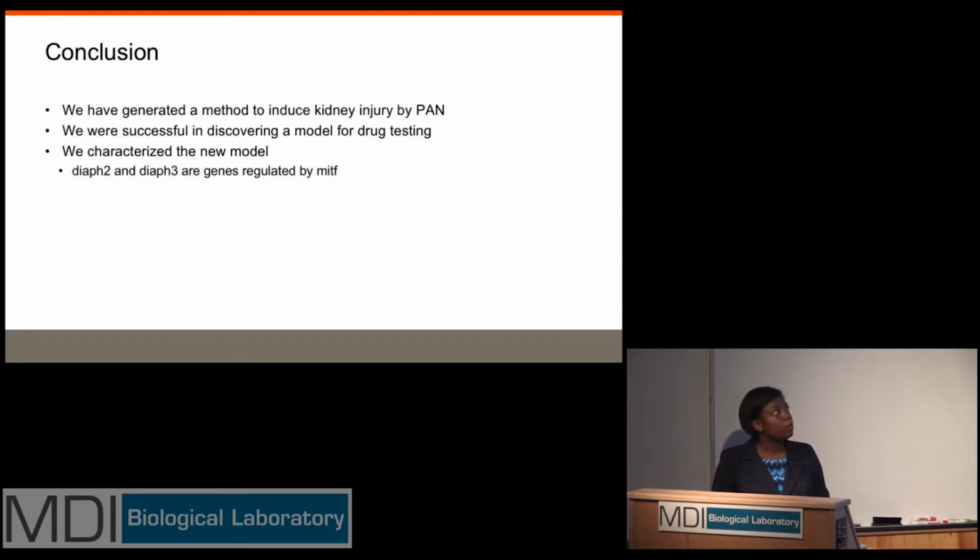So from this, we were able to conclude that we have generated a method to induce kidney injury by PAN, and we were successful in discovering a model for drug testing. And we were also able to characterize the new model and able to see that diaph2 and diaph3 are genes that are possibly regulated by Mitf.